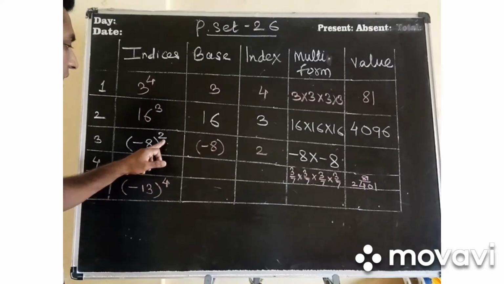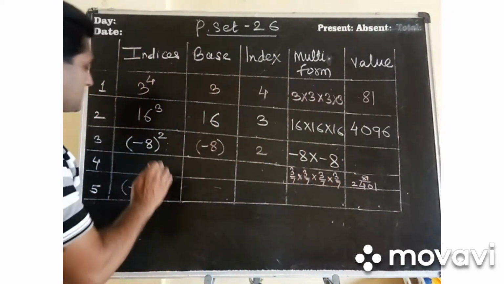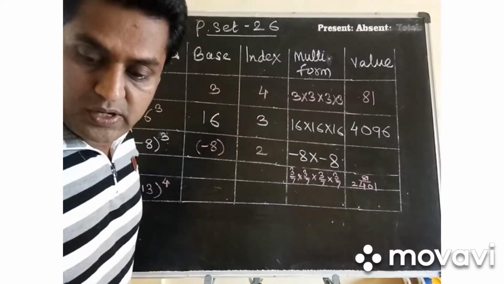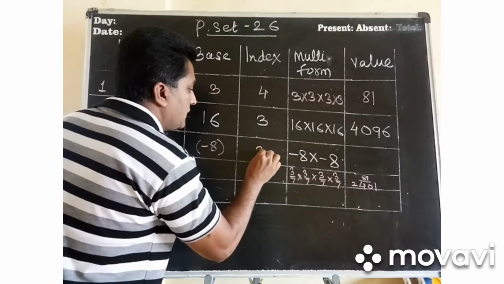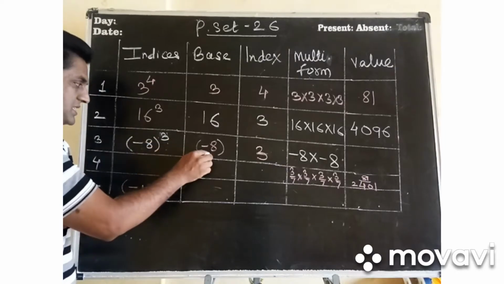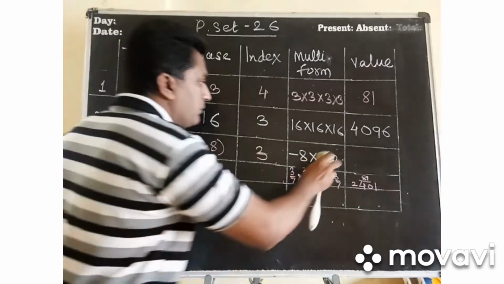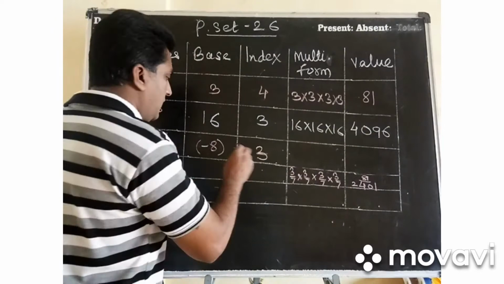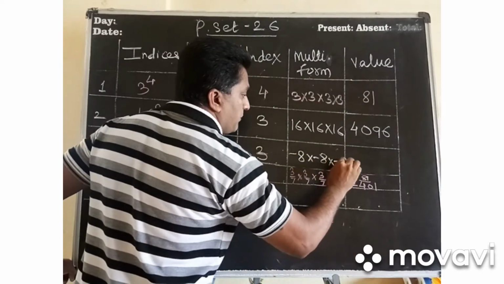Here, I think in your book it is 3 times, not 2 times. Here I will write down 3 times. Somewhere it should have been 3 here. So negative 8 is base, 3 is an index. So here a little bit of change I have to do. While writing, I have written the wrong question, so here I write minus 8 multiplied by minus 8 multiplied by minus 8.